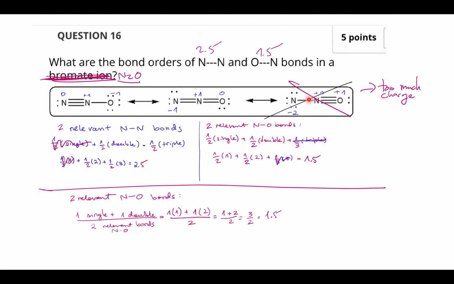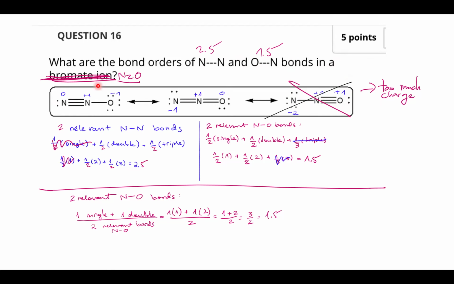I discarded this structure, which was part of the resonance structure. Yes, it's still a resonance structure, but it's not relevant when you're calculating the bond order because you have too many formal charges. That's why it's important to calculate the formal charges. Okay, so I calculated the formal charges of each.